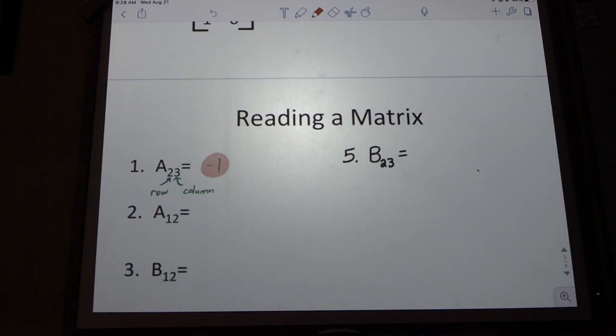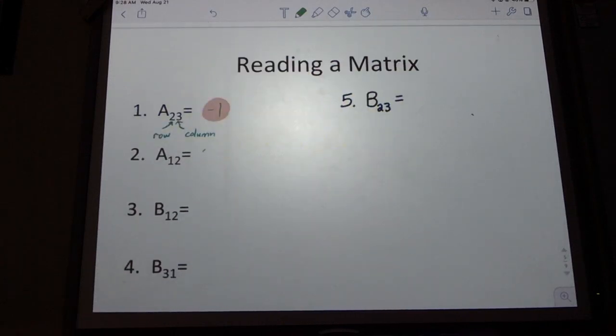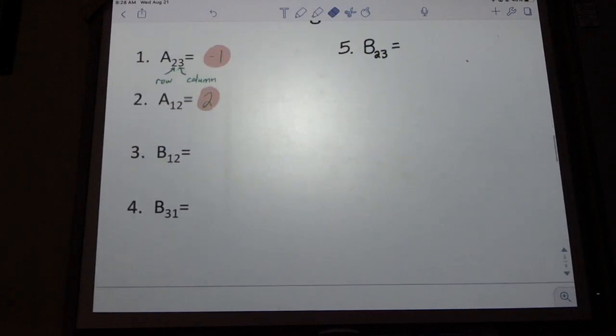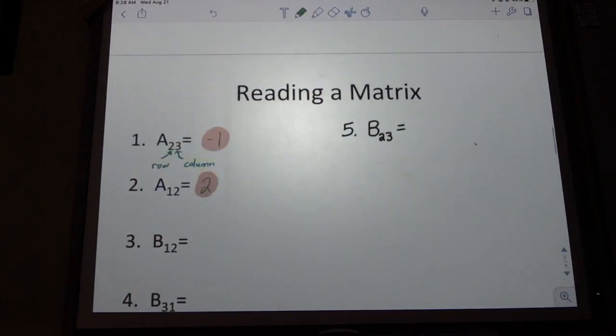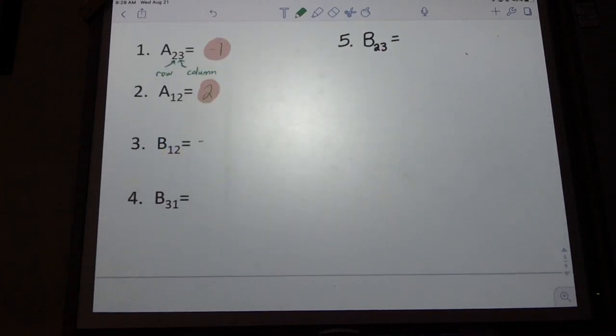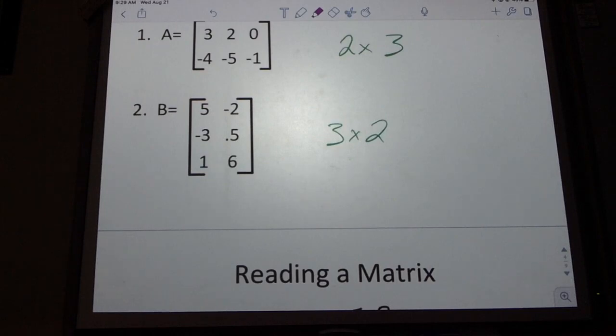Next one. Row 1, column 2. Again, still on matrix A. What's in row 1, column 2? 2. Okay, another way that people view this, if it's hard for you to see, is you highlight those 2 numbers. So row 1, column 2, and the part where we overlap, that's the number we're talking about. Okay, what about B12? B, row 1, column 2, yes, -2. What about B31? 1. Row 3, column 1, yes, that is a 1.